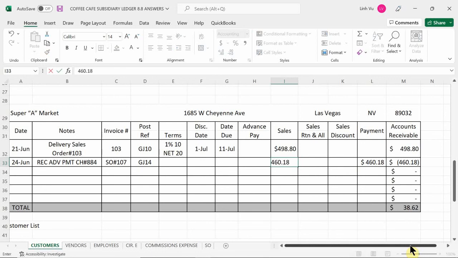Okay, because we're saying the sales order says that Super A Market owes me $460.18, and they paid it. Right. Once you've done that, now it says that Super A still owes me $498.80, which is true because they do owe me that for my first bill. So when I actually deliver the coffee, that's where I'll record the advance payment, and that will represent how much Super A actually owes me. Okay, so we're done here.